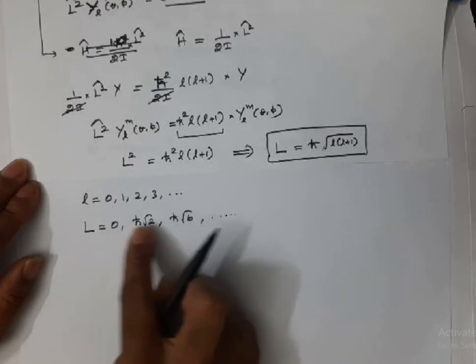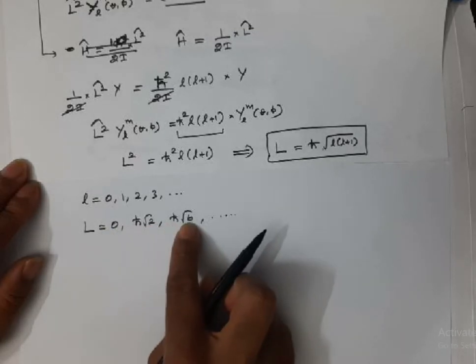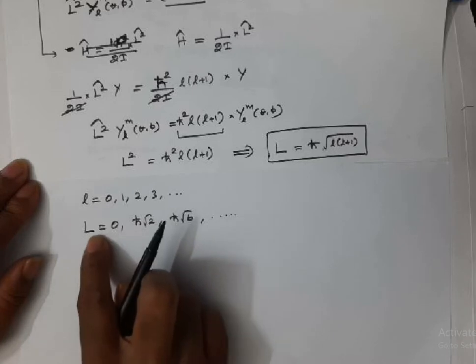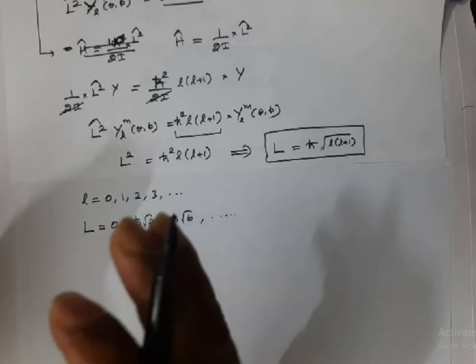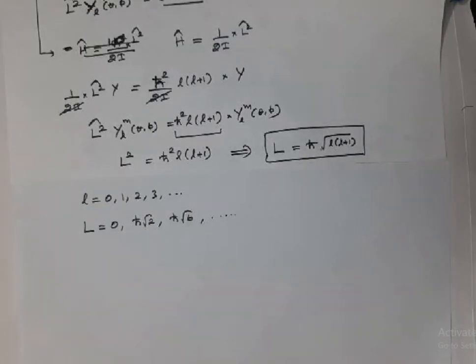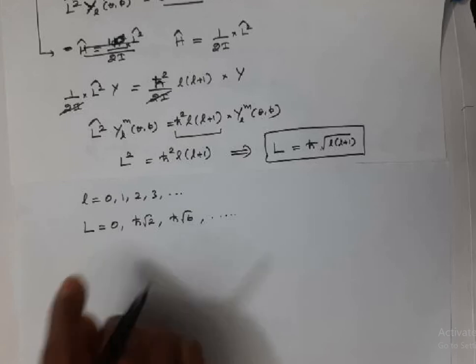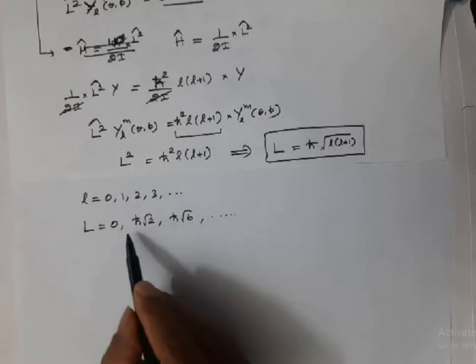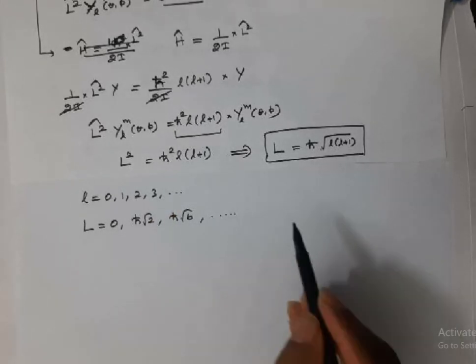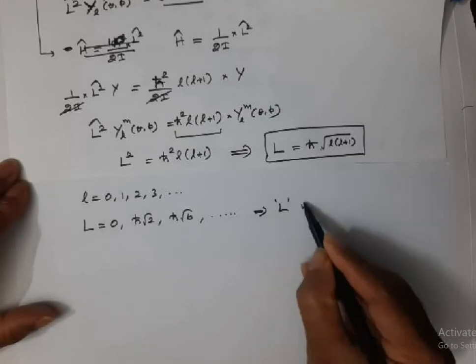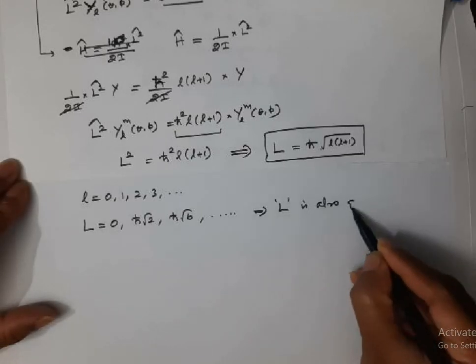L can take only certain values, so we say the total angular momentum is also quantized. Total angular momentum cannot take any possible value. It will take only certain allowed values. These are all the allowed values of the total angular momentum. So it implies that total angular momentum is also quantized.